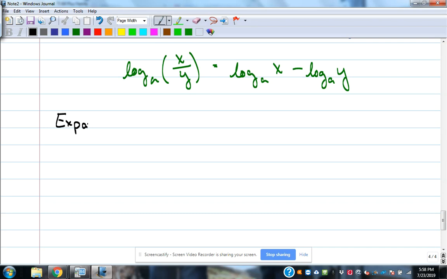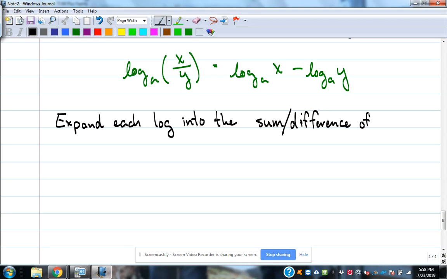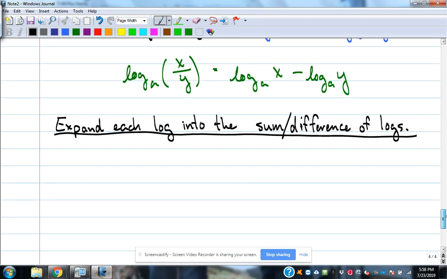Expand each log into the sum slash difference of logs. Okay, so we're going to take one log that has a lot going on inside of it and split it apart and get it into smaller pieces. So letter P, example P.